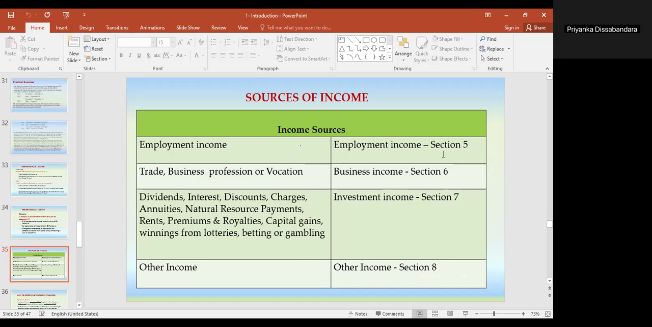According to this section 5, the income we have to categorize under employment income.